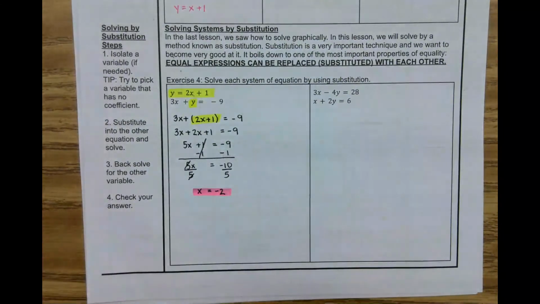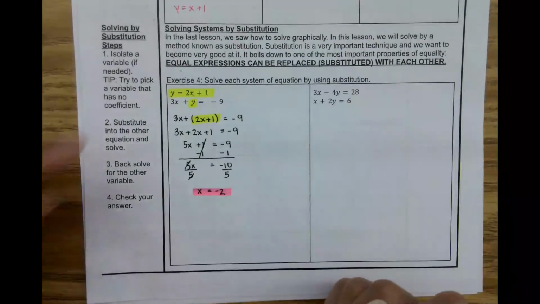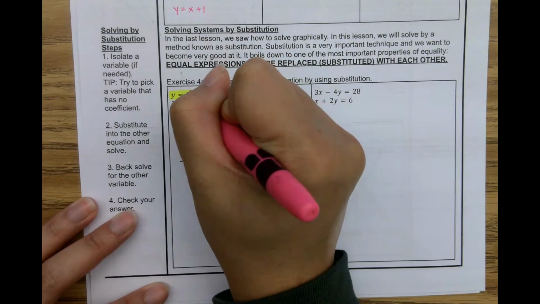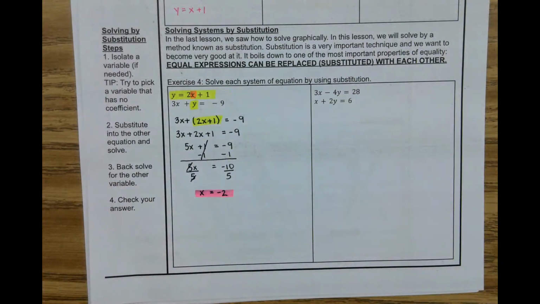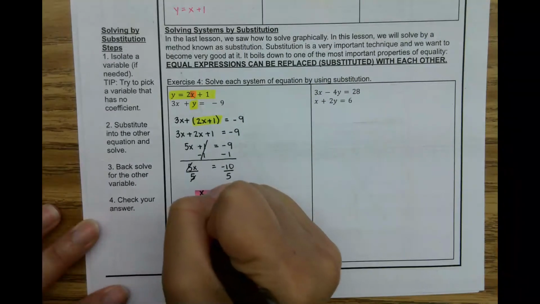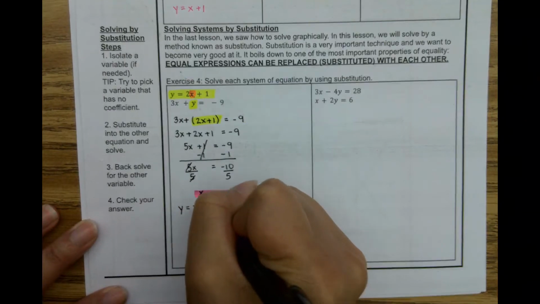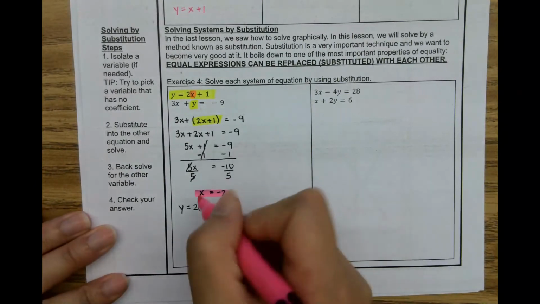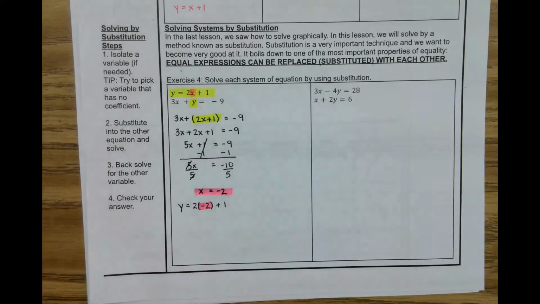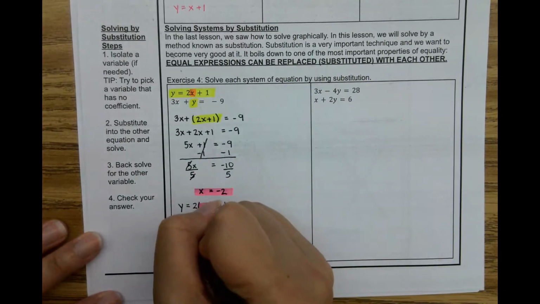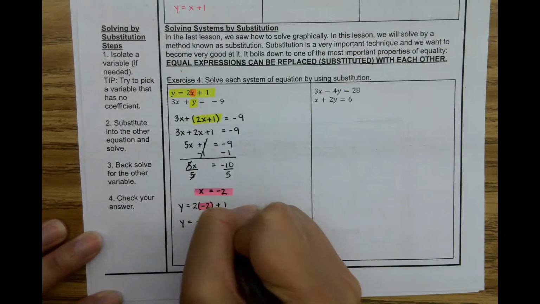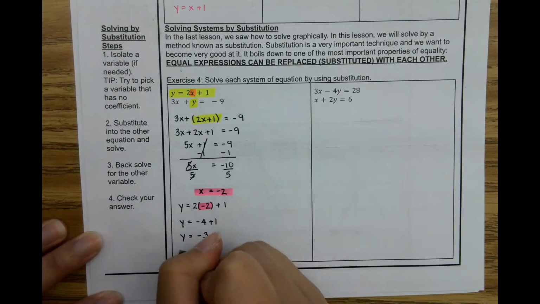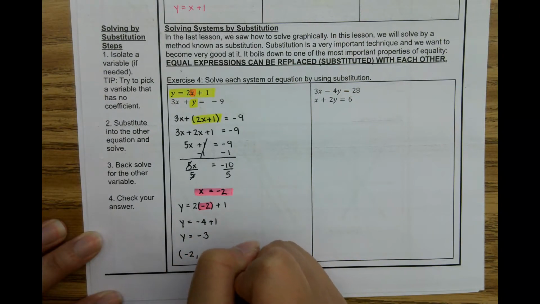It technically doesn't matter which one you plug it in, but since this already has y by itself, I'm going to plug it into this one, right here. So y equals 2 times, I know x is negative 2, so I can substitute it in. And then I'm going to solve. 2 times negative 2 is negative 4. Negative 4 plus 1 is negative 3. And so my solution is negative 2 comma negative 3.